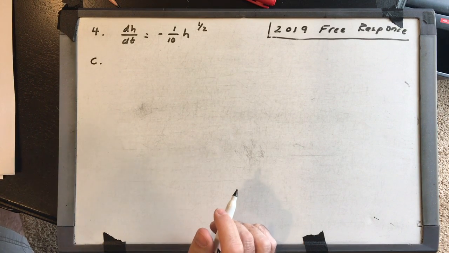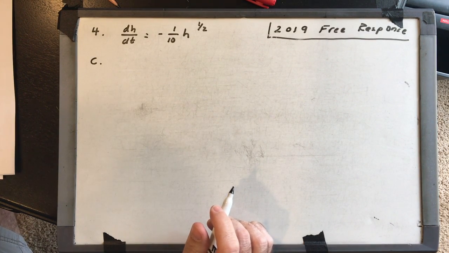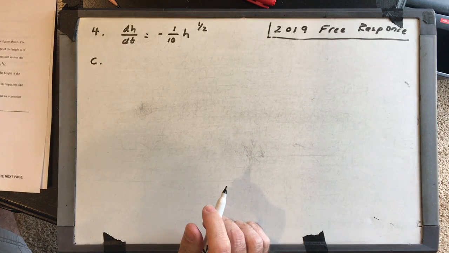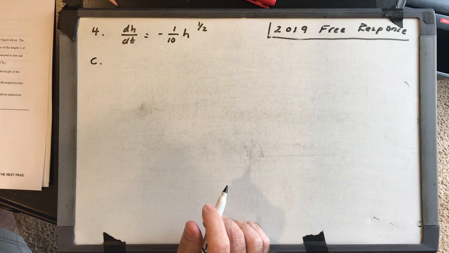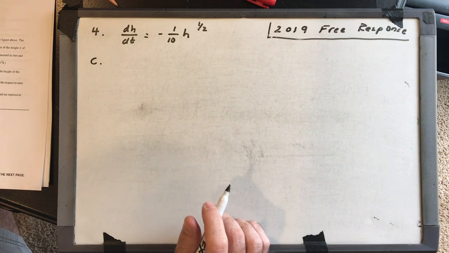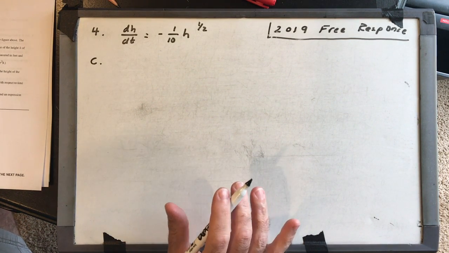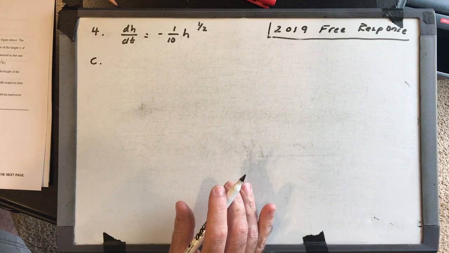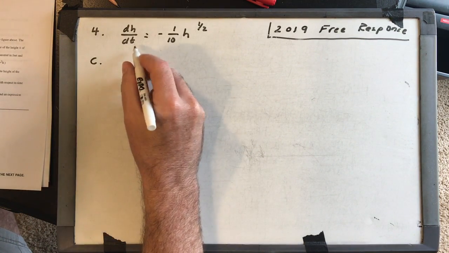I just would be shocked if you don't get one of these on the 2020 test. So it says, at time t equals 0 seconds, the height is 5 feet. Use separation of variables to find an expression for h. Okay, so this is the classic problem. Okay, we've got to separate the variables, all right, to get an expression for h.